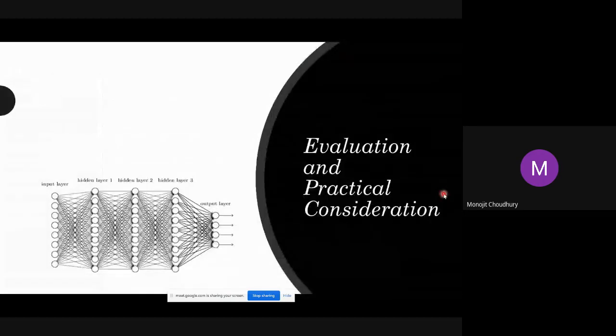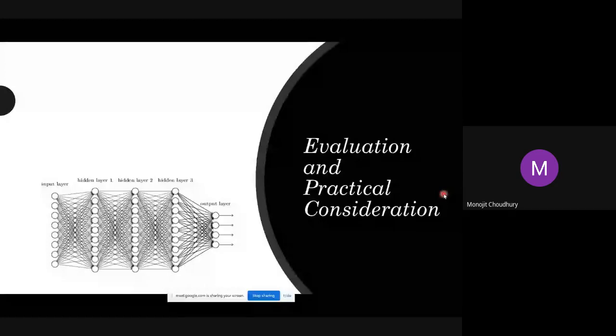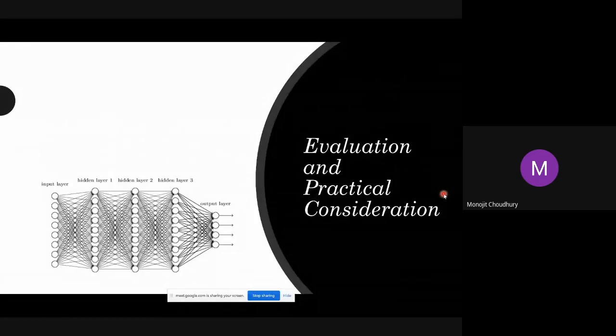Let me know if there is any question until here, because now we are moving to a slightly different topic, which is, given that we now have the technology and you want to use it, what are the practical considerations? How are you going to evaluate, and those kinds of questions. So let me know if there are any questions on the technology. Okay, if there are no questions, let's move on.